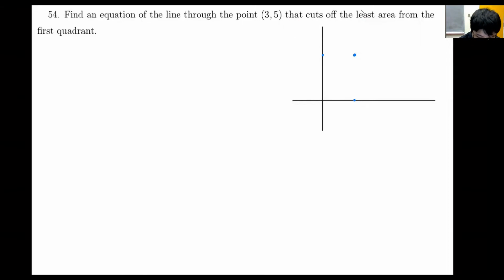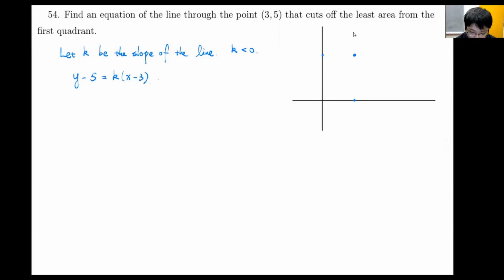Let's introduce the notation k for the slope of the line. From the previous analysis, we are focusing on the case when the slope is negative. Then the line equation would be y minus 5 equals k times x minus 3. So this will be the equation for the line. Let's draw such a line on the plane, passing through the point (3, 5).